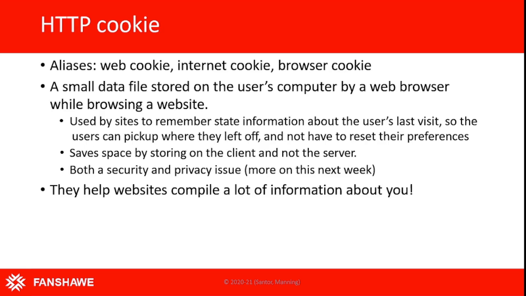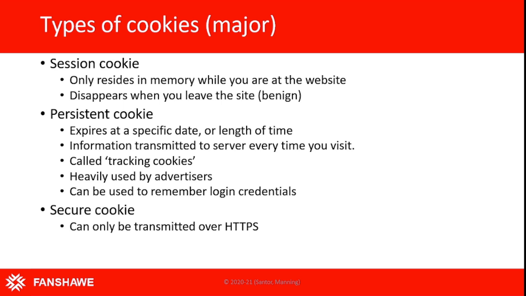All right, so HTTP cookies are usually known as web cookies or internet cookies or browser cookies. It's a small data file stored on your user's computer by the web browser while you are browsing, so that when you visit that site again, you'll have that cookie accessible once you go back to that particular page. And there are three different types of cookies. You have your session cookie, persistent cookie, and secured cookie.